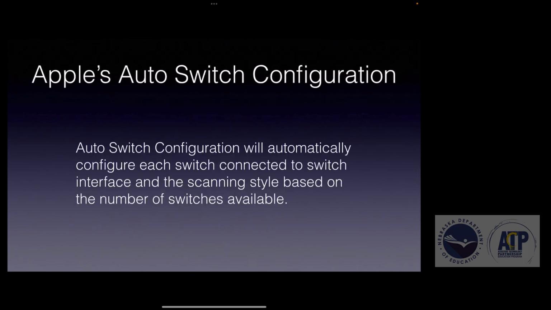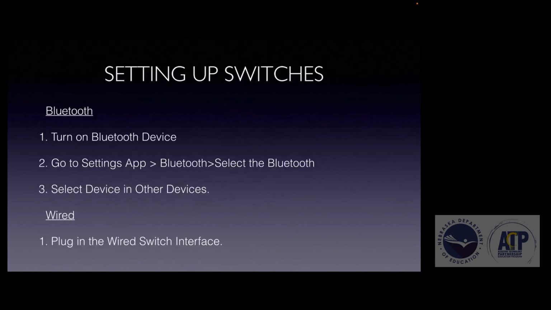One of the things with, like, the Hook from AbleNet, Apple does have an auto switch configuration. So when you plug in a switch interface that has switch ports on it, with certain devices, it'll automatically configure your device. If you have one switch plugged into it, it's going to set it up for automatic scanning. If you have two switches in there, it's automatically going to set it up for switch control step scanning. So again, that's Apple's auto switch configuration.